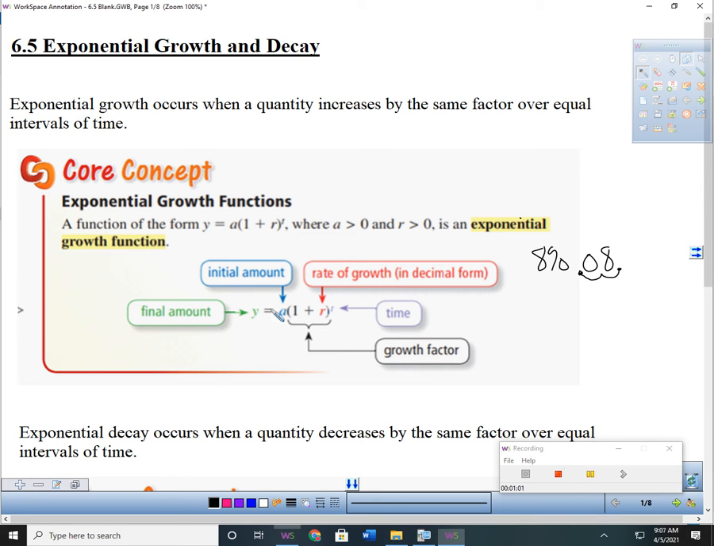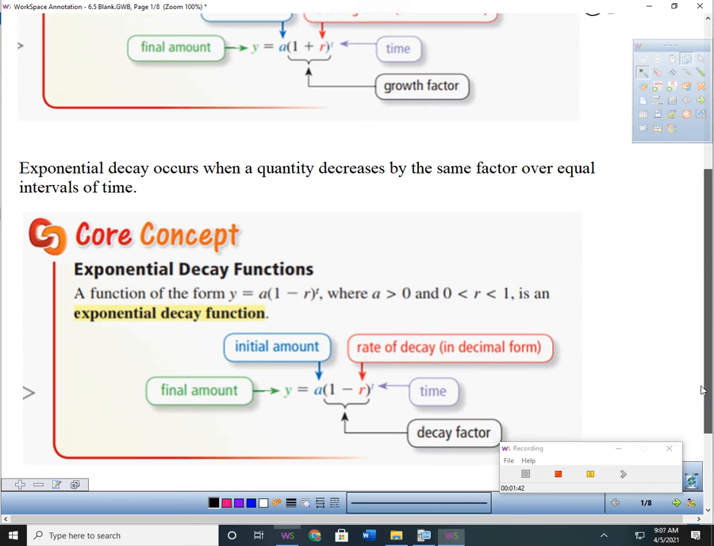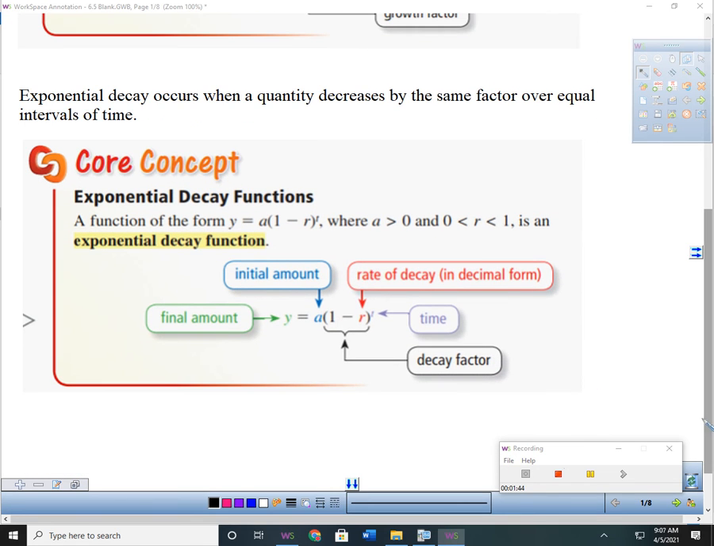So exponential growth might be if I invested some money and it was growing over time, right? So however much I invested would go right here. The rate or my percentage that they give me, how many years, and then y represents the final amount, okay? And this part in the parentheses represents my growth factor. So a decay is the same thing, only instead of increasing, we are decreasing. The only thing different in our equation is that there is a minus sign instead of a plus sign, okay?